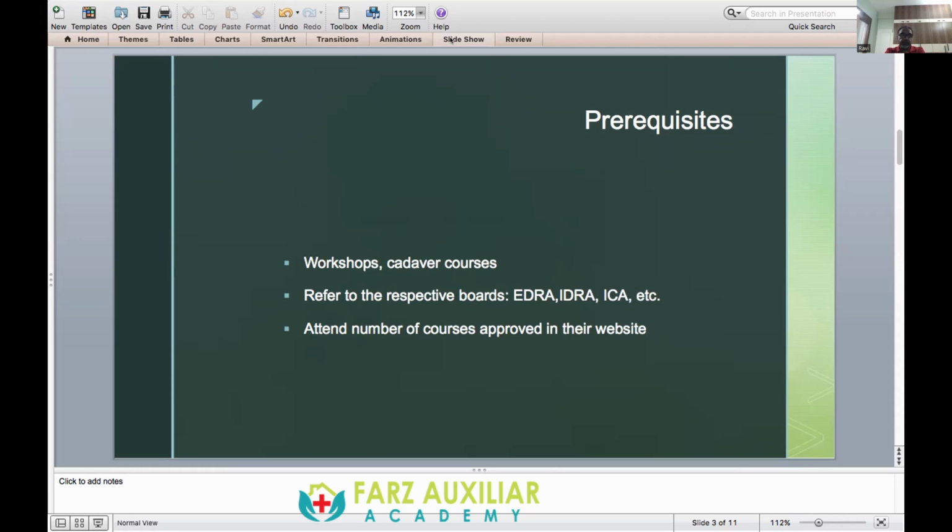The Indian Academy of Anesthesia, which conducts the IDRA exam, has very strict criteria that you have to do this many courses. You have to get it signed, and you have to do an official cadaver course. So go through the respective websites. Everything is written there, and you have to complete those prerequisites before you apply for the exam. The courses should be approved on their website. Most of the courses are approved if you have an EDRA teacher or a qualified teacher teaching you.